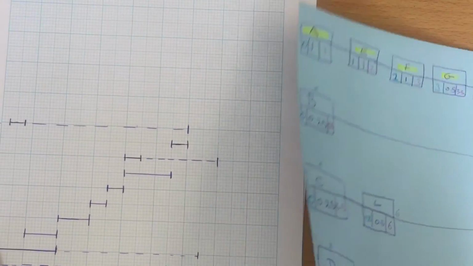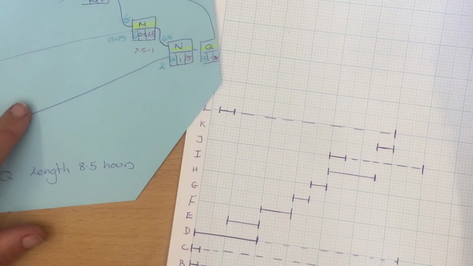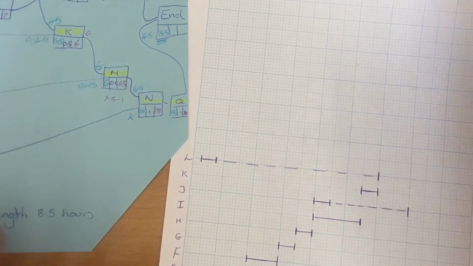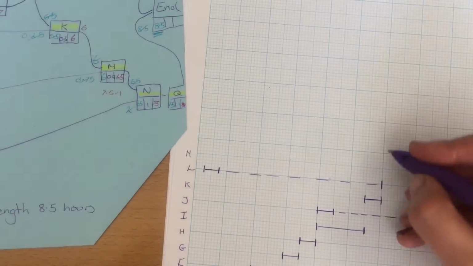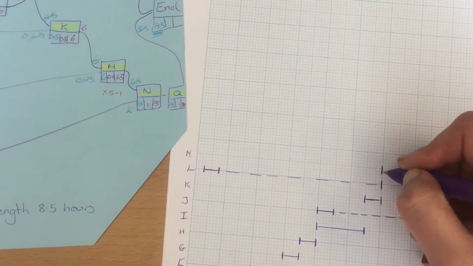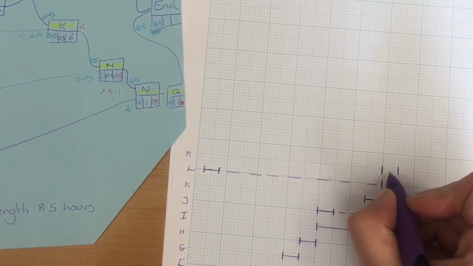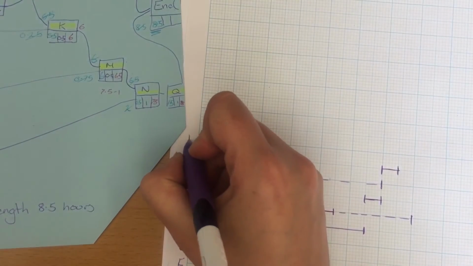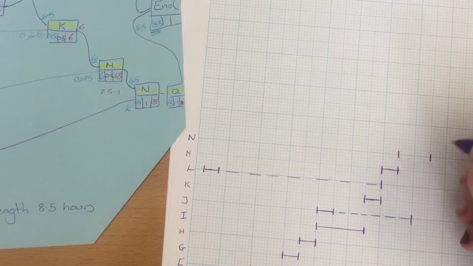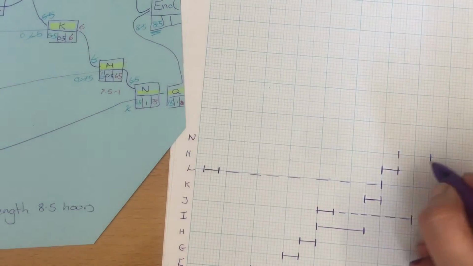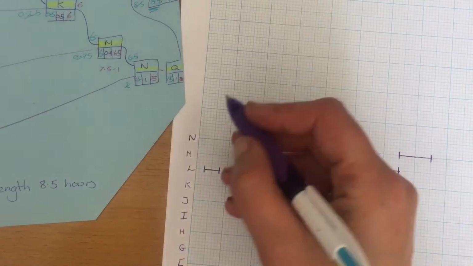Okay, so that's L, and then if we head back over this end, then we have M. So M is going to start at 6, goes along 0.5 and finishes at 6.5, so no float. N starts at 6.5, goes along 1, finishes at 7.5, no float.